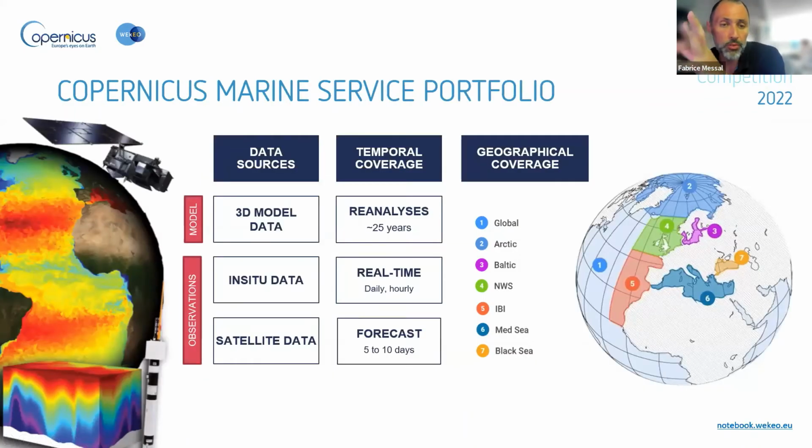So you have different sources of products in the Wikio catalog. I would start with the Copernicus Marine Service portfolio. All the products from the Copernicus Marine Service portfolio are available on Wikio. These products can be derived from different data sources: 3D models, in situ data, or satellite data observations. The data may be complementary in terms of spatial or temporal resolution. It depends on the subject you are interested in.